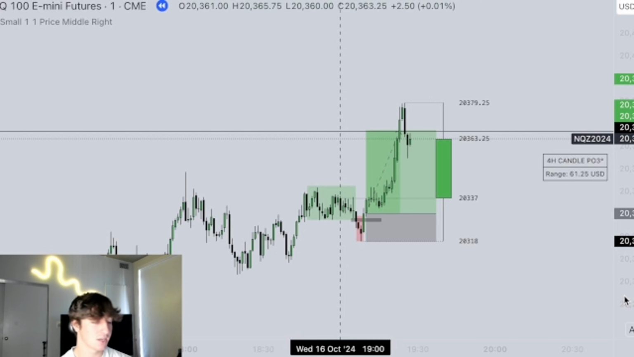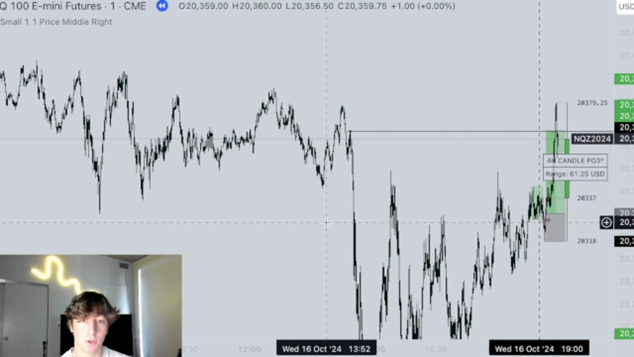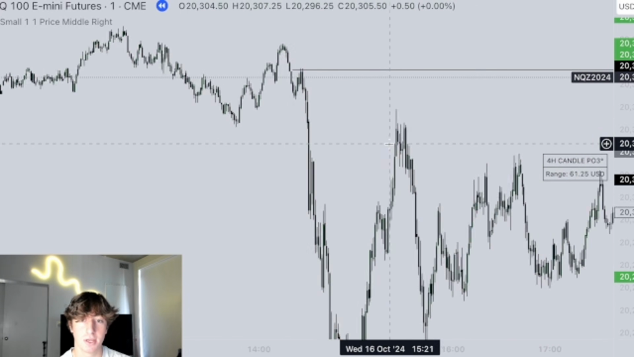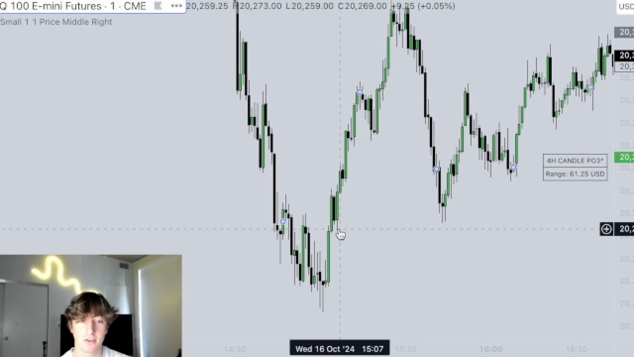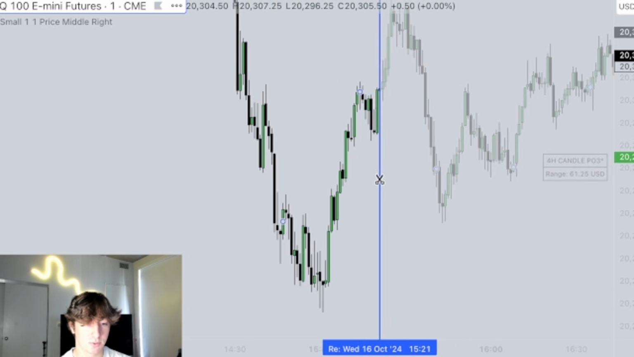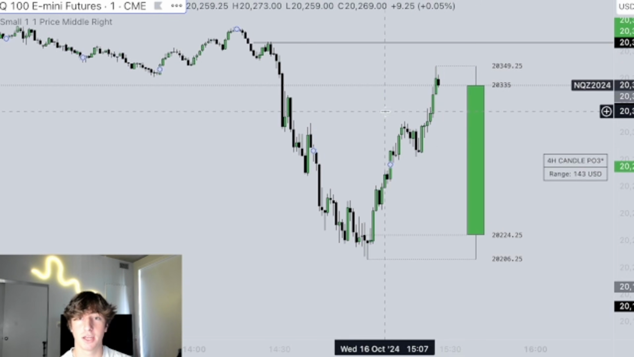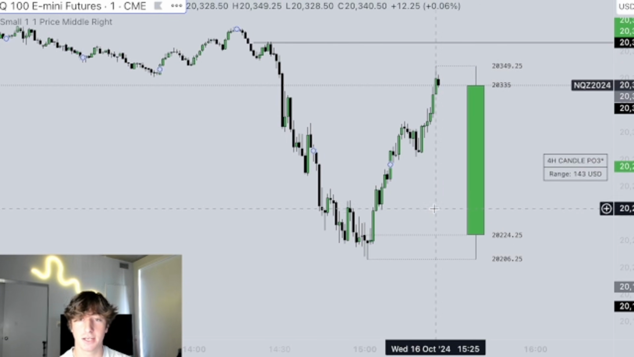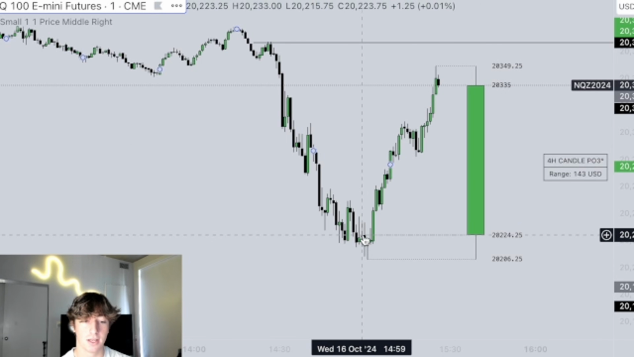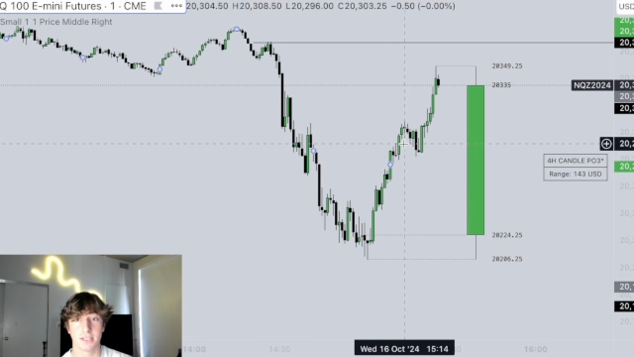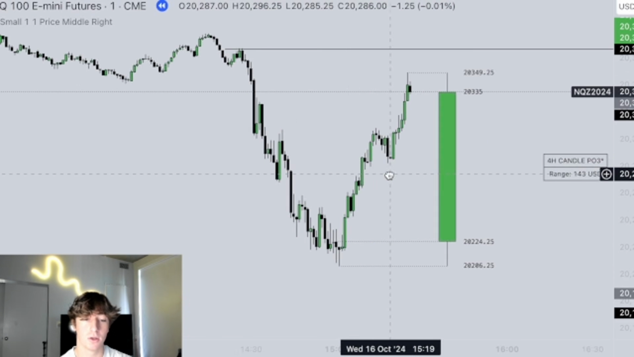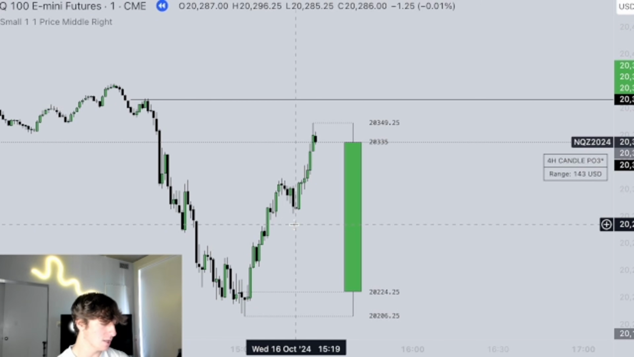But yeah, in the next video I post, I will be actually showing you guys how to catch a continuation of the PO3, as we see right here. I actually caught my entry right here and caught a nice trade, not down here. It was actually higher probability to take this entry. So that's what I'll be going over in the next video.